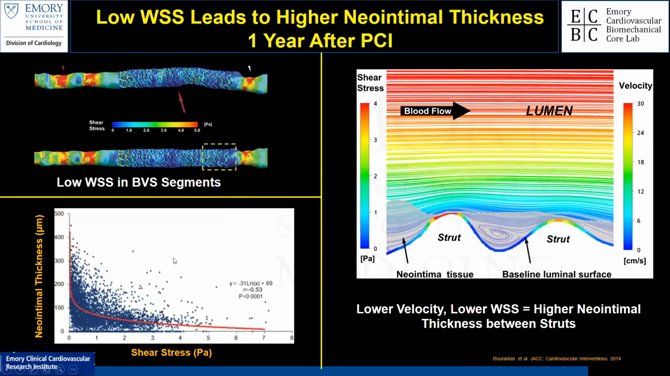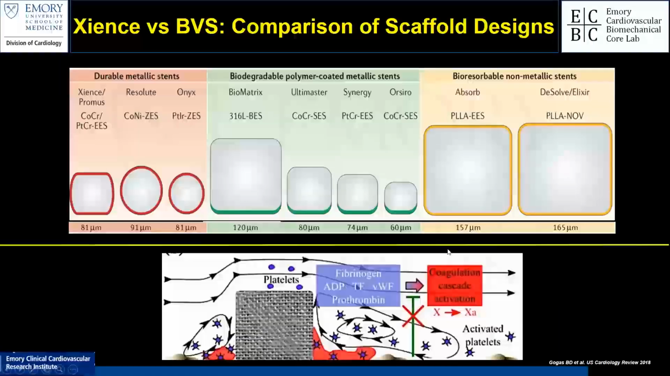A previous study also hinted that BVS segments demonstrating lower shear stress demonstrated greater neointimal thickness at the follow-up period. You can see here very clearly that compared to the smaller Xience, the Absorb BVS has greater strut height, a design which could perhaps generate larger areas of low shear stress and could possibly explain why we see a higher rate of device thrombosis with the Absorb platform.